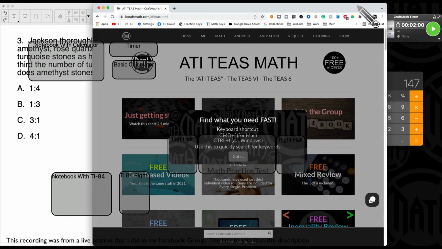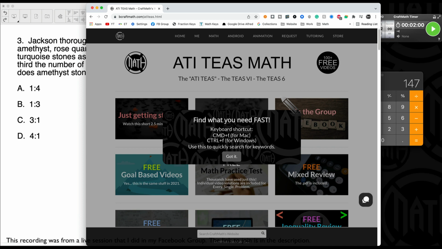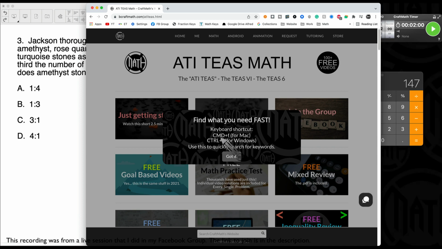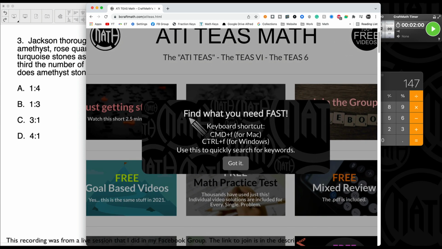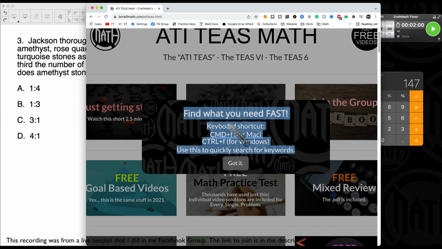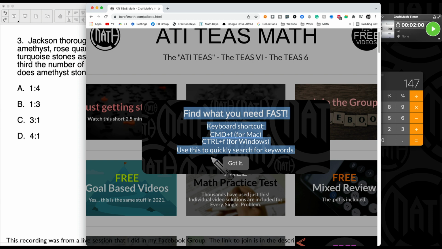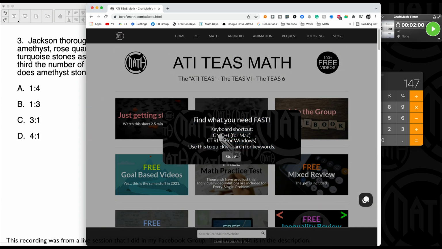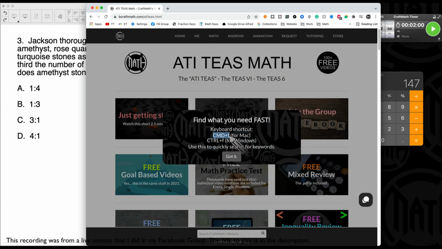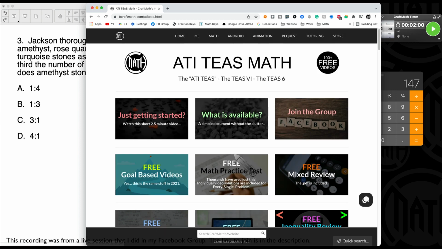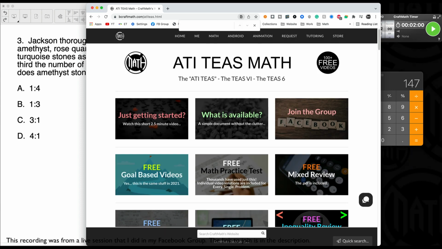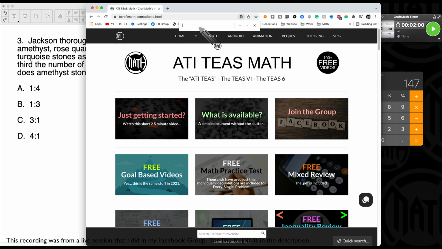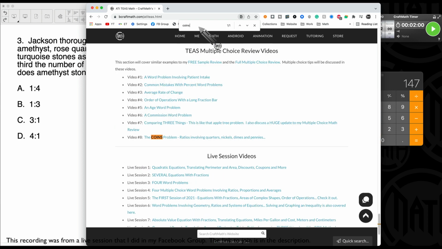And something I do want to show to y'all, if you're just getting started with TEAS math stuff and you've been over to my website, consider reading what this pop-up says as soon as you come to this page, because what I want to show you is I'm on a Mac. I have a MacBook Pro, so if I hold Command and F on my MacBook Pro, it'll bring up a search. And you can do this on any website, not just mine. And I want you to look up the word coins.